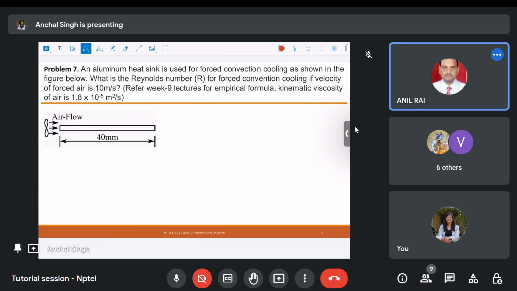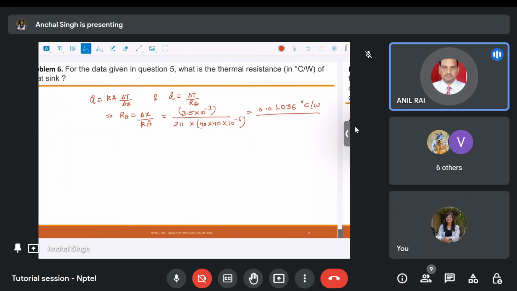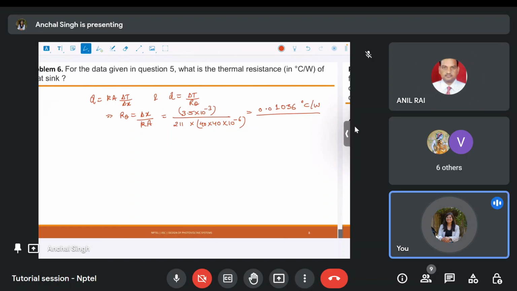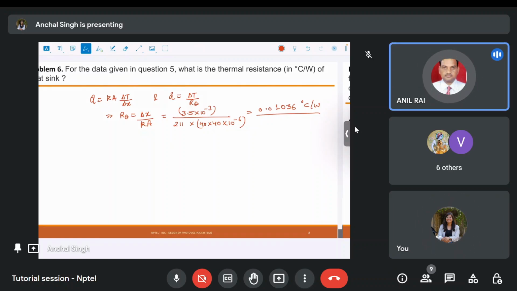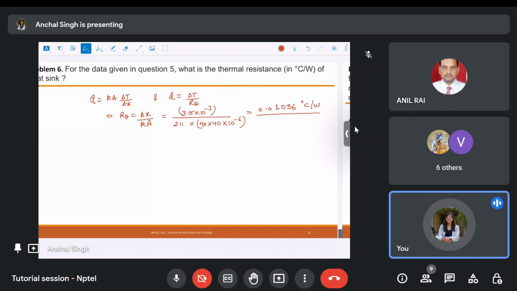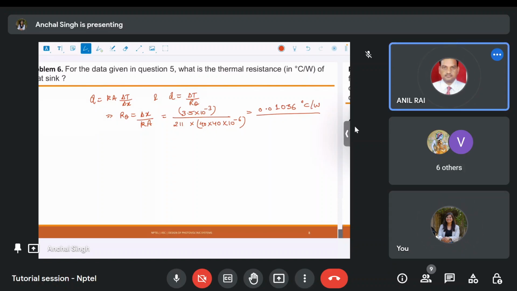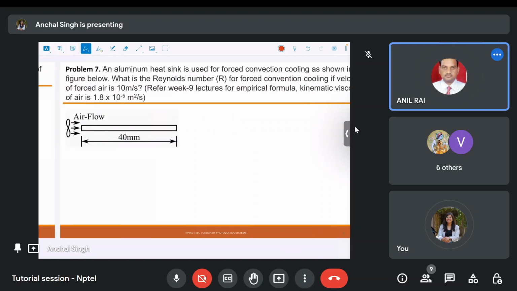Ma'am, question number 6 answer is correct, but in the answer key it was given wrong. I got the same answer but got 0 marks in this question. Yes, they have mentioned it as 10, between 9 to 11. That was a mistake. They will correct it in the solution. Okay, thank you.